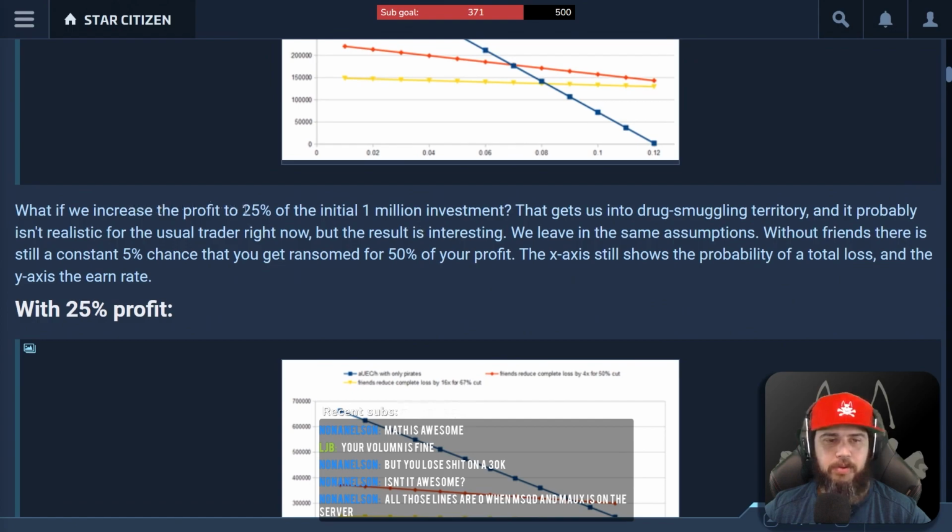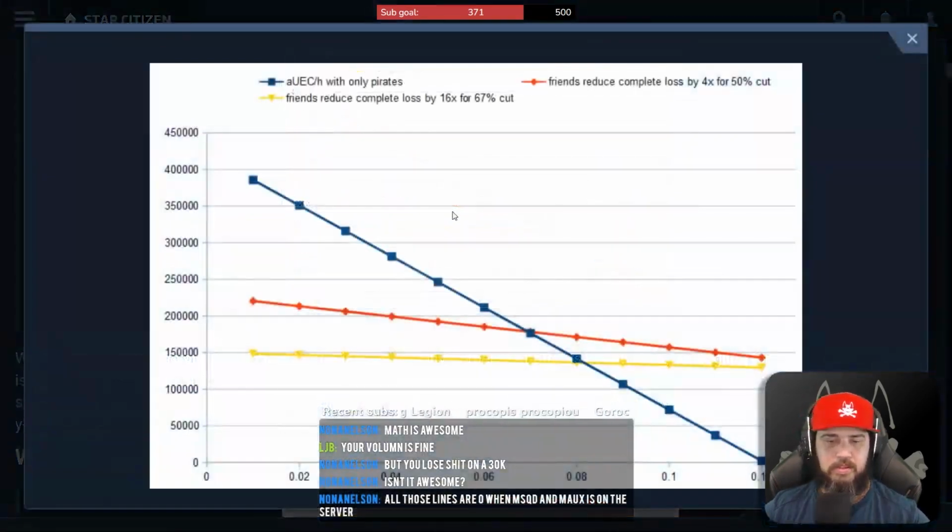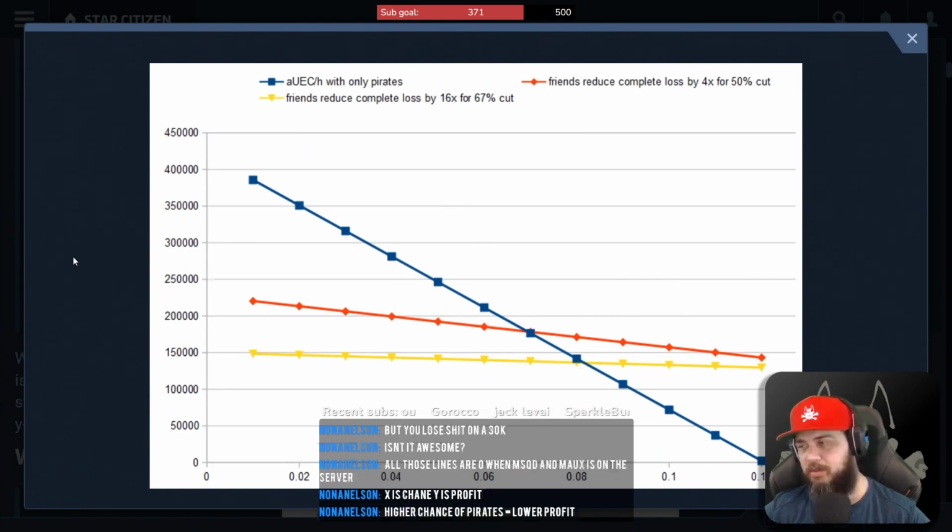What if we increase the profit to 25% of the initial investment? X is chance and Y is profit, Roger. Okay. Higher chance of pirate equals lower profit. There we go. See, that would have helped though in the description of the axes.